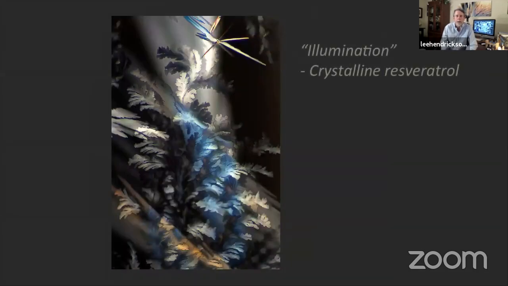This one called Illumination is another resveratrol crystal grown in wine. It was, though, a different way of using the solvents and applying them at different times. It's called counter solvent precipitation. I learned about that when I was working in the pharmaceutical field. So it was taking that information from my science background, and I was able to get the crystals to grow in a branching structure.